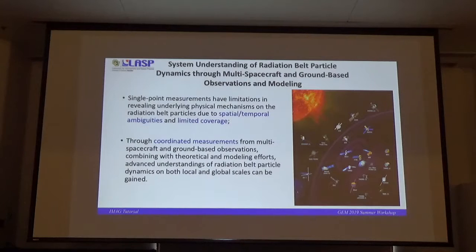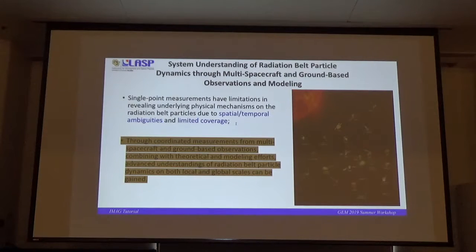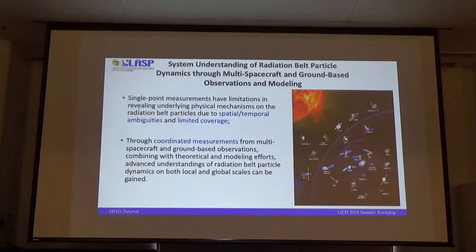So yeah, I've talked about some studies with recent advances using Van Allen Probes observations. However, note that although Van Allen Probes have helped us greatly advance our understanding of radiation belt particle dynamics, we still have some open questions which need to be fully answered. For example, how about the quantification of different source and loss processes on radiation belt electrons? To answer these questions, there are multiple ways, but just to mention that we often have this limitation in single-point measurements, which have spatial temporal ambiguities and limited coverage.